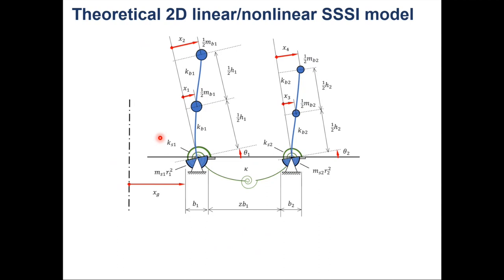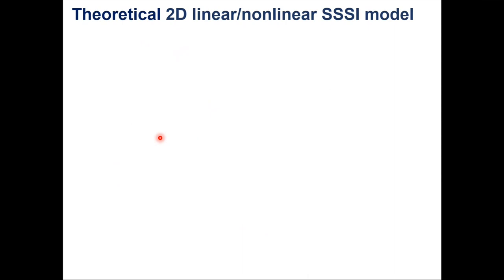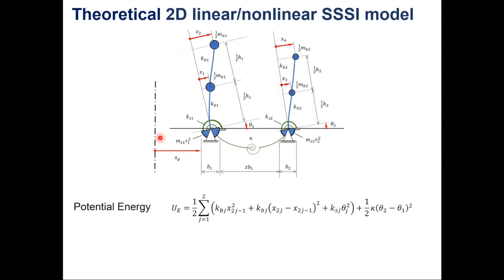Because we never modeled the soil, it's a simplification of reality. One alternative is to model the whole soil and the two buildings, but our first idea was to try to simplify this difficult problem in this form. So you can write the different equations, the kinetic energy, the potential energy, and obviously you can consider linear and nonlinear behavior in the buildings, in the soils, and in the interaction.